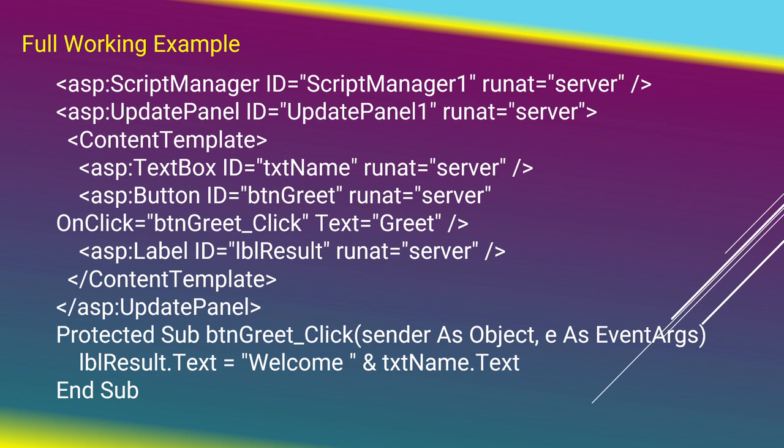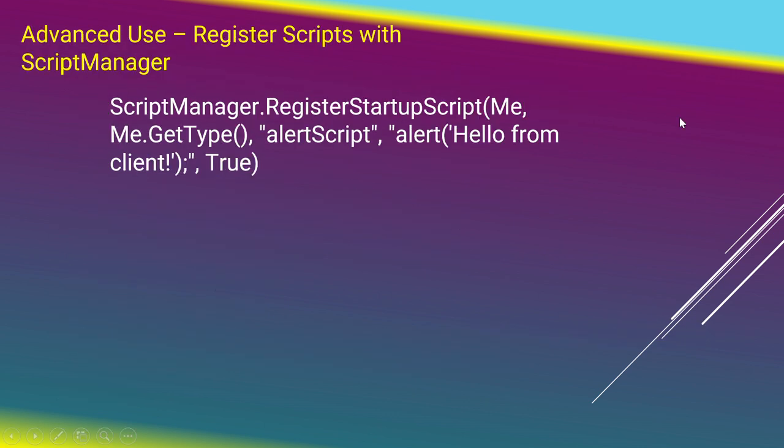Let us walk through a quick example. This form uses ScriptManager and UpdatePanel to greet users without full page reloads. You can use ScriptManager to dynamically register JavaScript on the client side, useful for alerts, UI tweaks, or callbacks after AJAX.